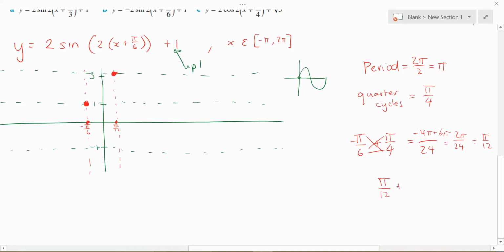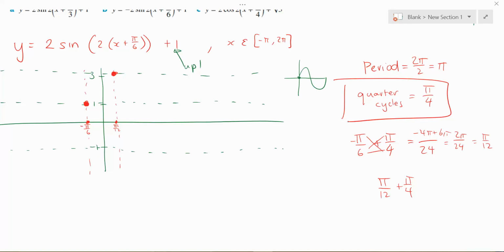No, not pi on 12. Plus, what's my quarter cycle? Pi on 4. You see I wrote here, quarter cycles, we figured out was pi on 4. I'm just adding pi on 4 each time. So the first one I did was I took negative pi on 6 plus pi on 4, gives me this quarter cycle. To get the next quarter cycle, it's pi on 12 plus pi on 4.